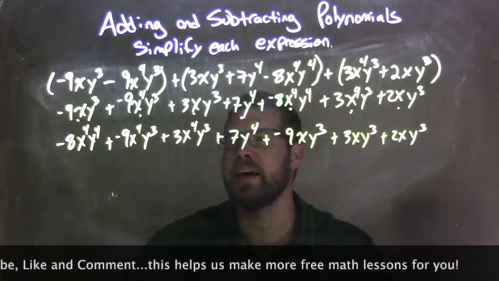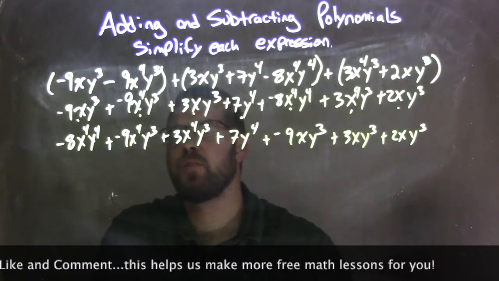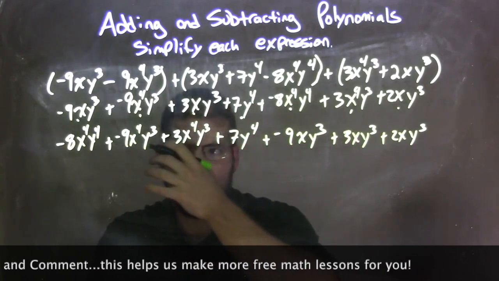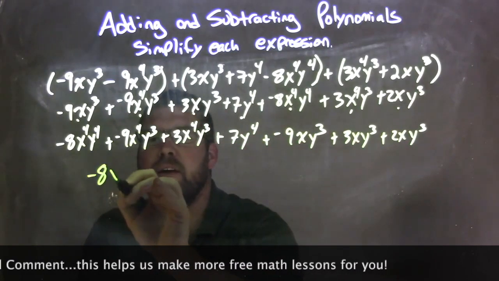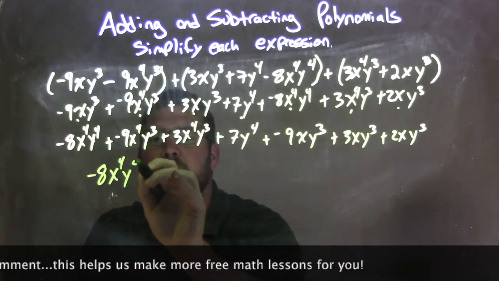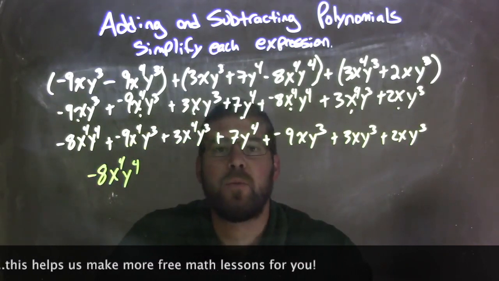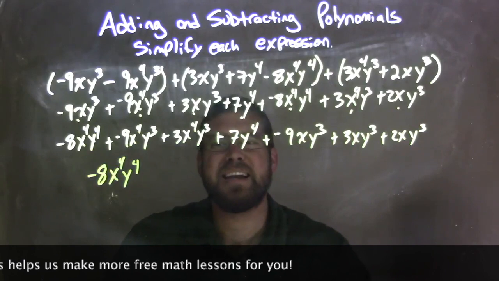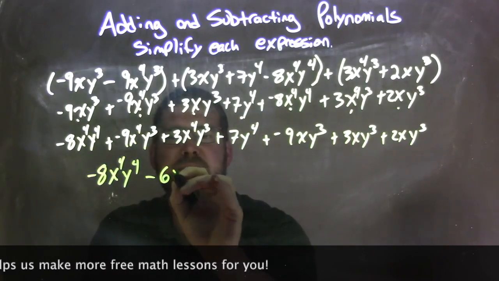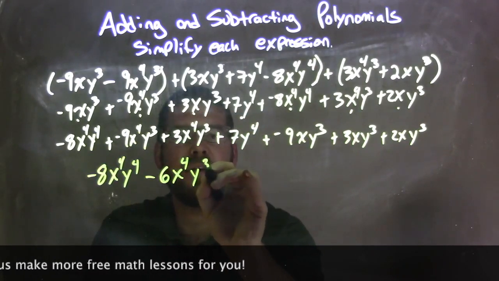So now let's combine my like terms together. Well, negative 8x to the fourth y to the fourth is the only one that's like that. There's nothing else to combine. So we have negative 8x to the fourth y to the fourth. Negative 9x to the fourth y to the third plus 3x to the fourth y to the third, those two together, can be a negative 6. So we have minus 6x to the fourth y to the third.